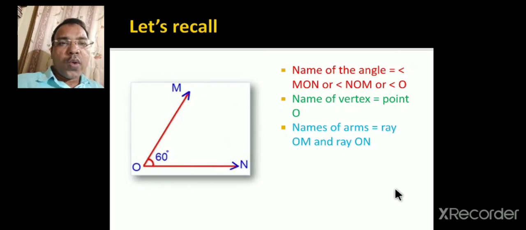Then ray ON. Then the measure of angle MON is 60 degrees. If you measure this angle, you can see that its measure is given to be 60 degrees.